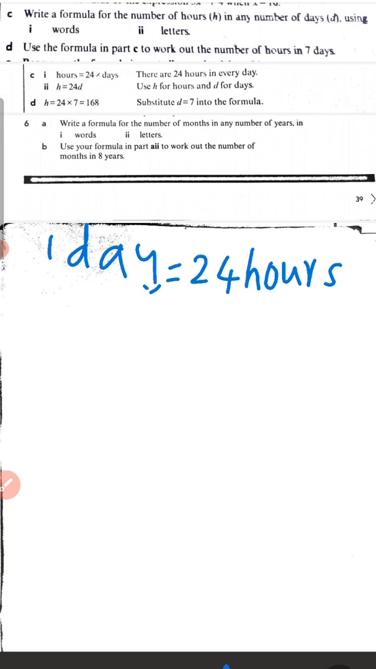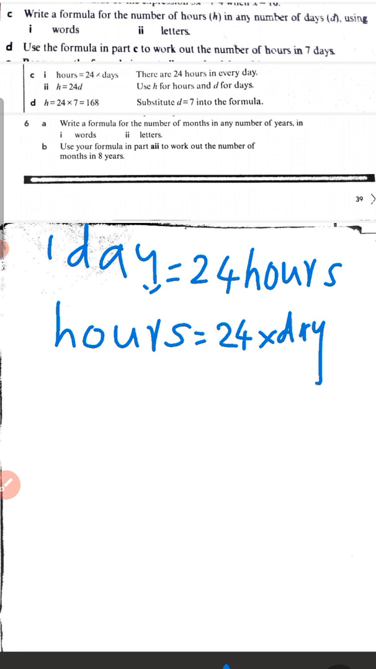So we can write it as hours is equal to 24 into days. This is in words. Now in letters, we can use H for hours and D for days. 24 into days. So we can write it as H is equal to 24D.